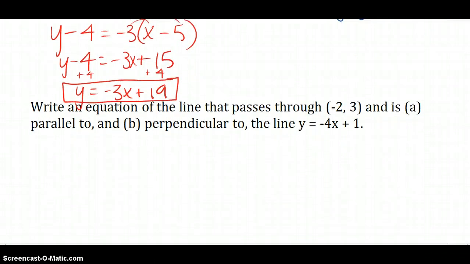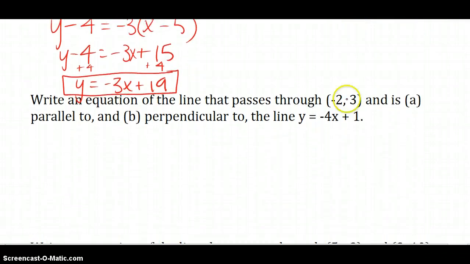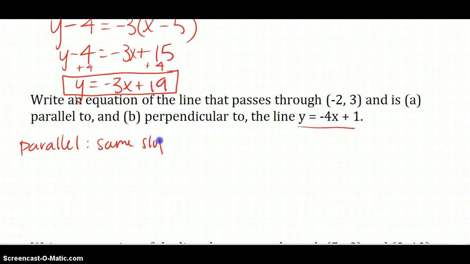In the next example, they say write an equation of a line that passes through the point (-2, 3), and now there's two parts. First it says the line is parallel to this line, and then it says if it's perpendicular to that line. Now they actually give us the slope here. That's why it's important to remember what parallel and perpendicular mean. If the line is parallel, it has the same slope, because they're never going to cross. And if they're perpendicular, that means their slopes are going to be negative reciprocals.